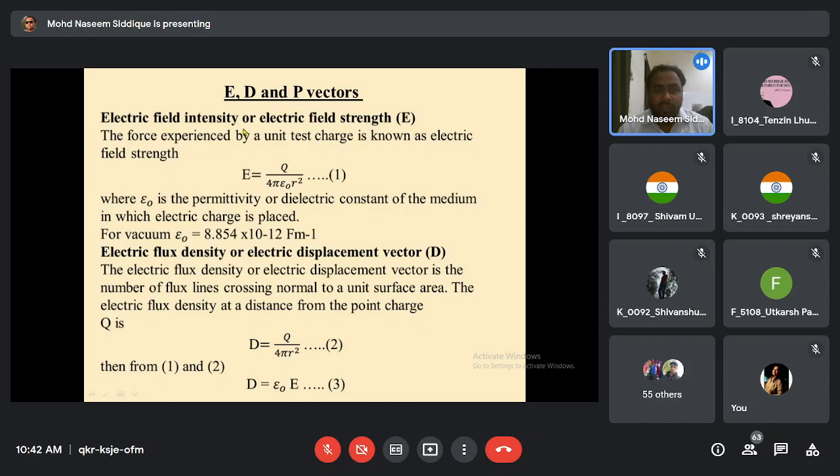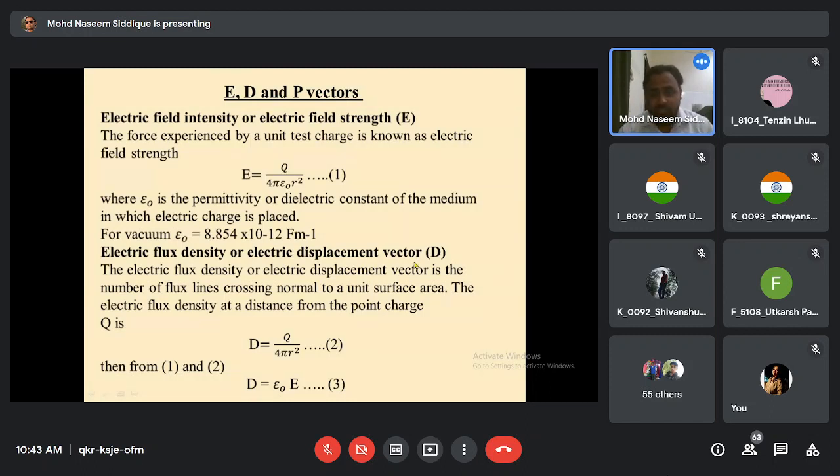Okay. The electric field intensity. You are well aware of the electric field intensity. You can determine it using Gauss's law. It is the force experienced by a unit test charge, known as the electric field strength. This is not a big thing. So now this is the first equation. And what is the electric displacement vector? Actually, you can use the term E for all kinds of charges.